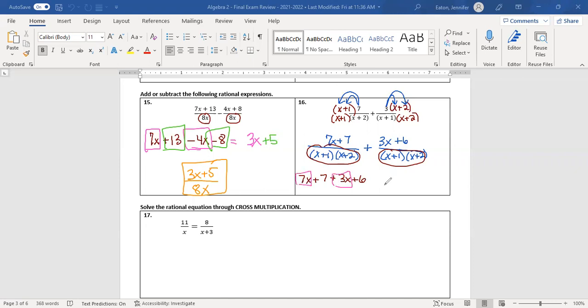We have 7x plus 3x. That's going to give us 10x. And then we have our 7 plus 6. That's going to give us 13. So our final answer here is 10x plus 13 over x plus 1 times x plus 2. So that's our final answer.